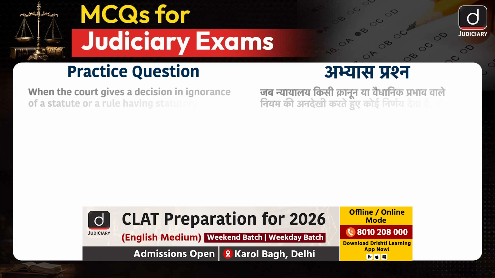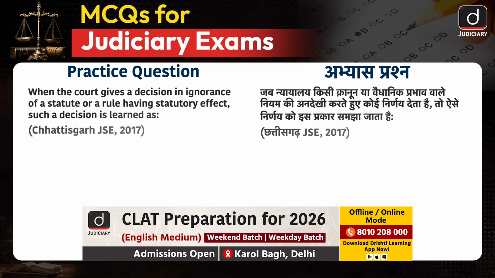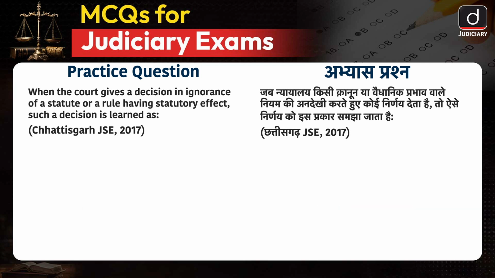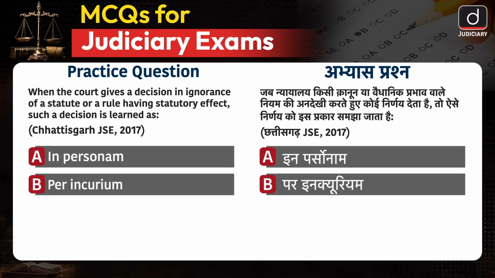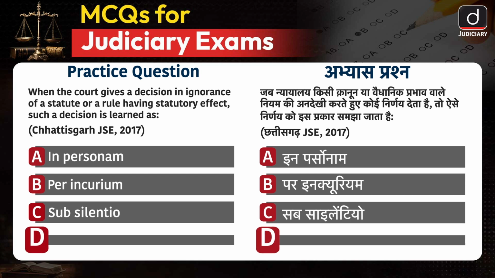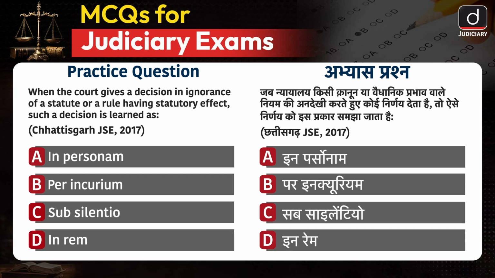When the court gives a decision in ignorance of a statute or a rule having statutory effect, such a decision is termed as Option A, in personam. Option B, per incuriam. Option C, sub silentio. Option D, in rem. Share your answers in the comment section.